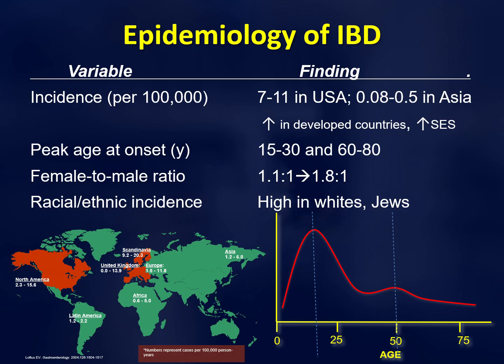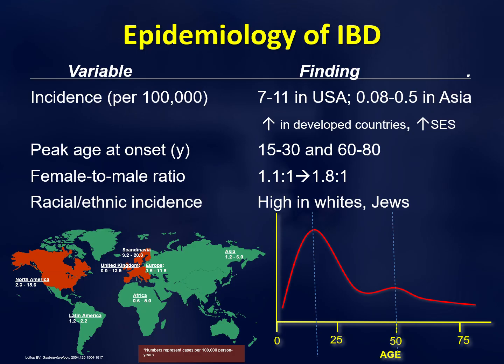Now what about the peak age at onset? As any other autoimmune disease, we know it's the disease of the young. So there is a first peak of onset between 15 to 30 years of age. But the characteristic of IBD is that there is another late onset peak between 60 and 80 years of age. So these are diseases not only of the young people, but they can also manifest themselves as a new diagnosis in the elderly. And this should be kept in mind.